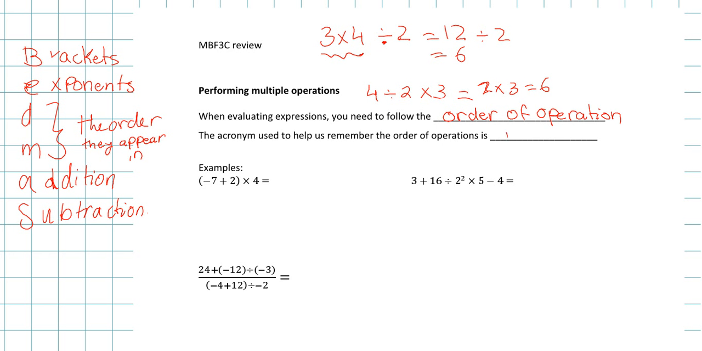So I have bracket negative 7 plus 2, close bracket, multiplied by 4. What would be the first thing I have to do? The bracket. So I have to simplify inside the bracket, which gives me negative 5 times 4, which gives me negative 20.